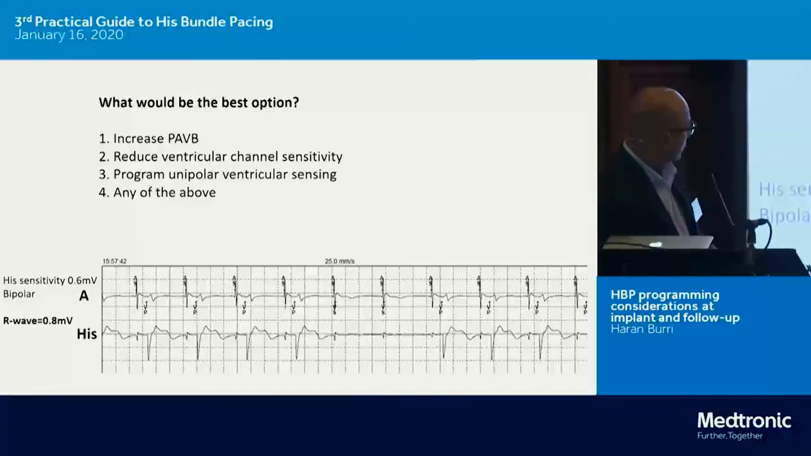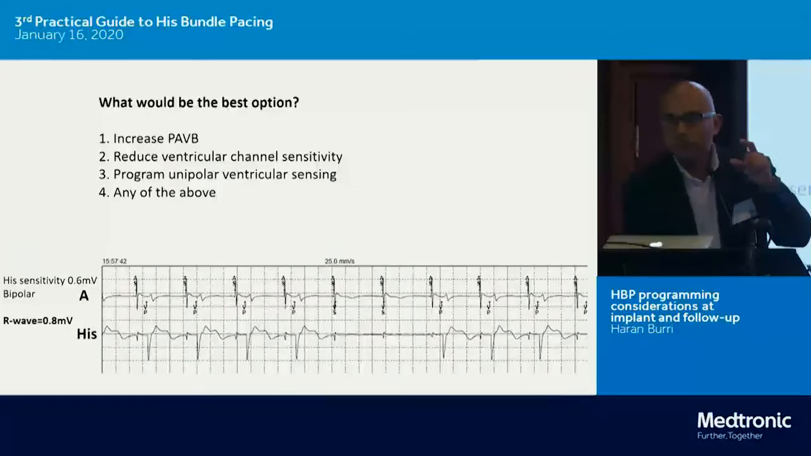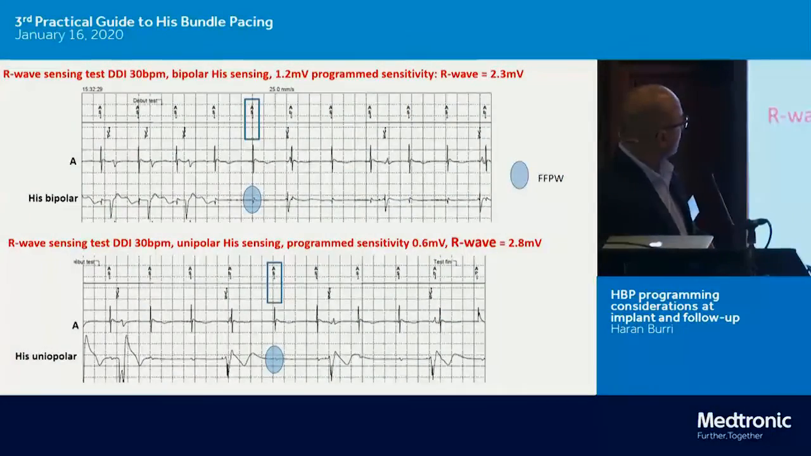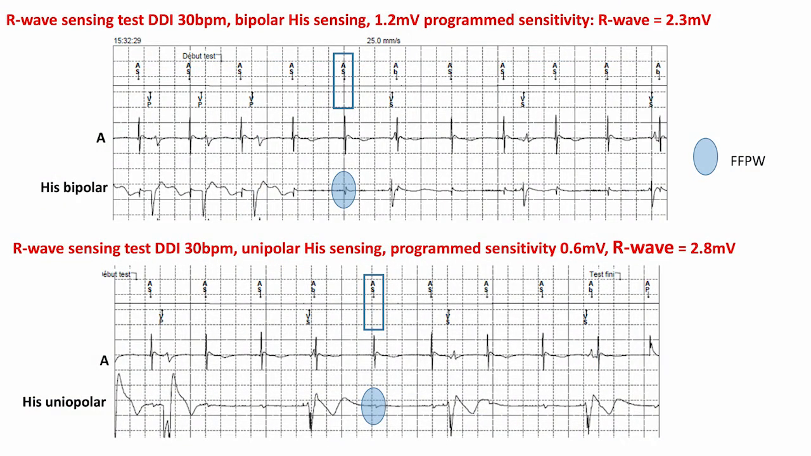Now, this is a very tricky question on how to solve this, and this is why I won't ask you to reply, because the R-wave sensing was 0.8 millivolts. But the device is actually sensing the smallest signal, and that's the one it's giving you. So the way around this is to program the sensitivity at 1.2 millivolts and redo your sensing test. And lo and behold, your R-wave now, which is the true R-wave, is being sensed at 2.3 millivolts. So what was 0.8 was actually the far-field P-wave.